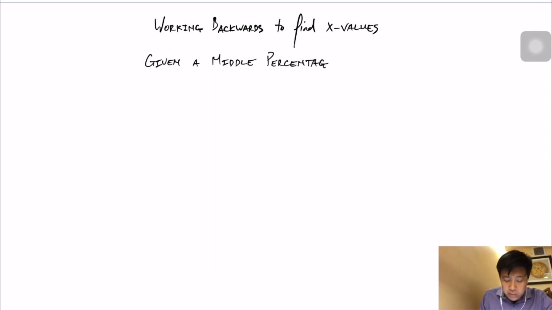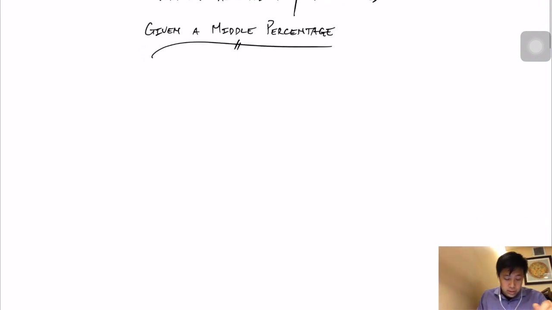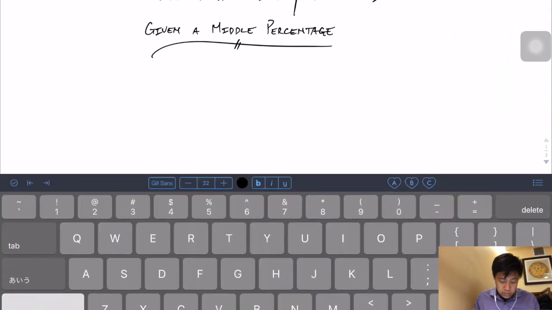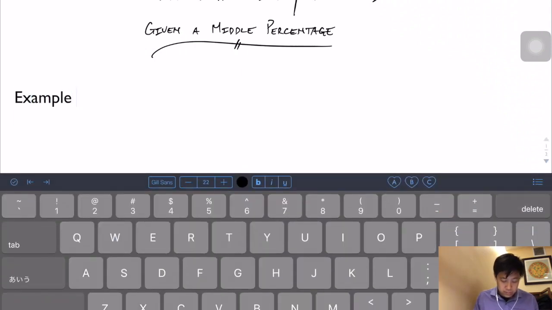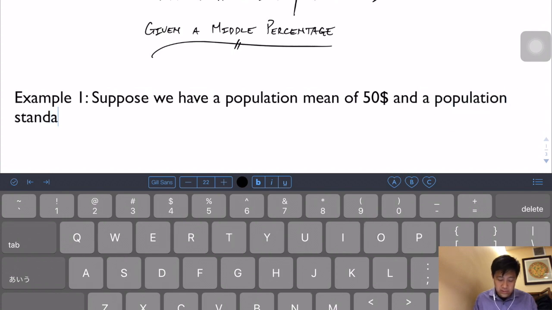And we'll start with an example right away. We'll do one where we're going to thoroughly talk about the example, and the second example will be a lot swifter. Starting with example 1 here. Suppose we have a population mean of $50 and a population standard deviation of $10.